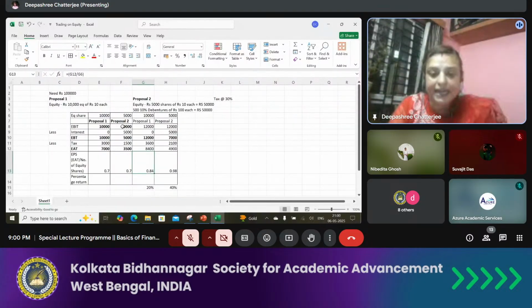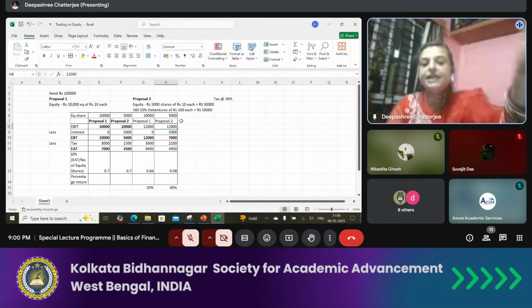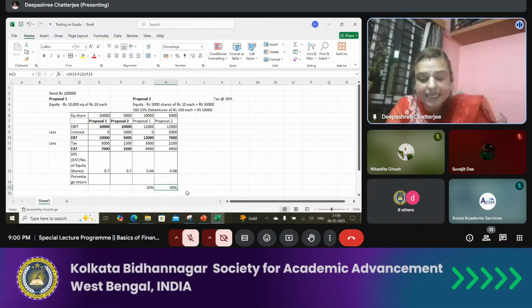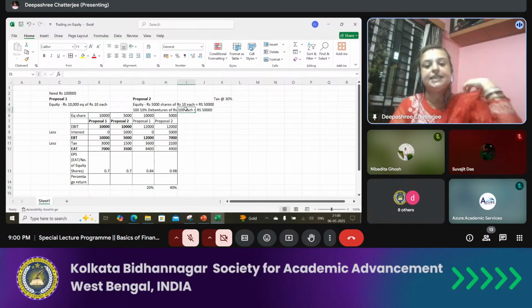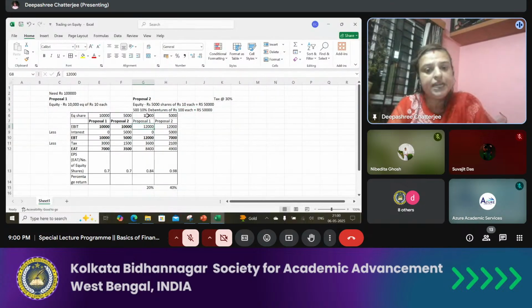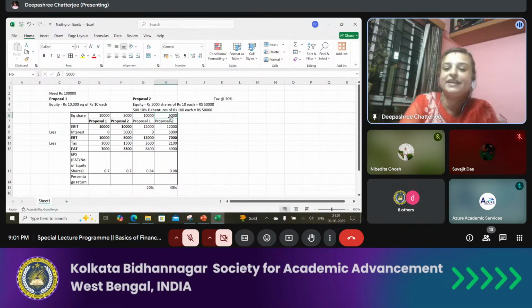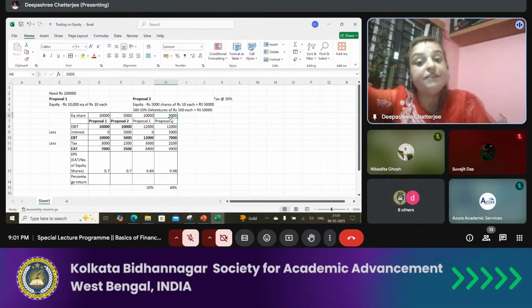But when the EBIT has increased from 10,000 to 12,000 in case of proposal 2, where debt capital is present, then the percentage return has increased by more than 20%. How much has it increased by? It has increased by 40%. And you will find that the more is the presence of debt in the capital structure... मान लो, let's see. यहाँ पे अगर हम लोग इक्विटी शेयर को और हटा देते, where we have 5,000 equity shares, if we further reduce the equity share, our percentage return will become even higher.